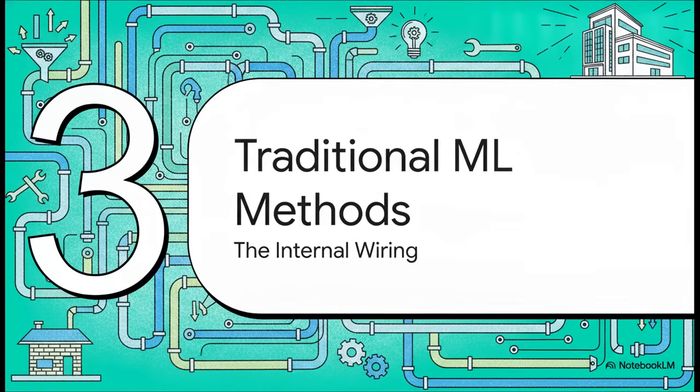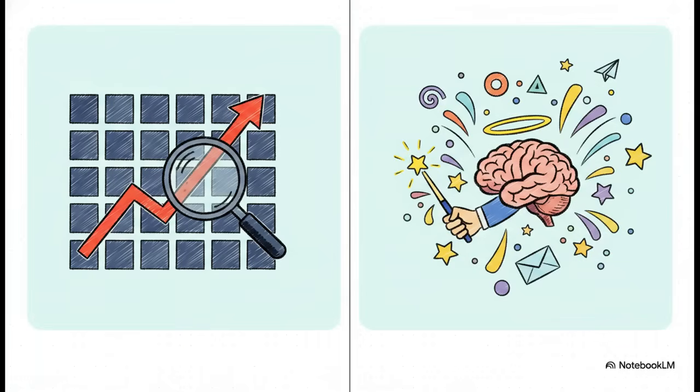All right, Section 3, Traditional Machine Learning Methods. Because before we jump straight up to the flashy penthouse of generative AI, we really need to understand the internal plumbing. We have to strategically contrast the two because not every problem requires a massive, expensive language model.